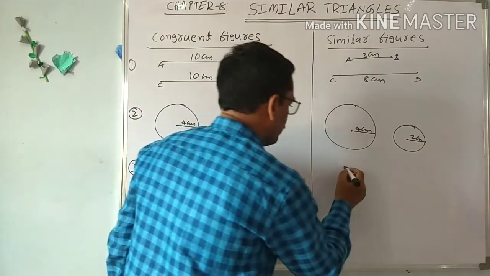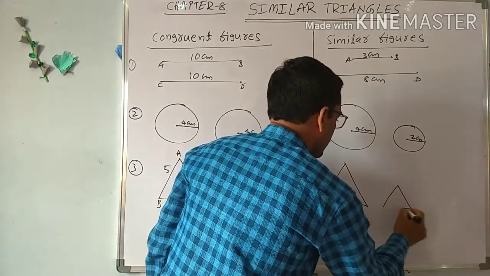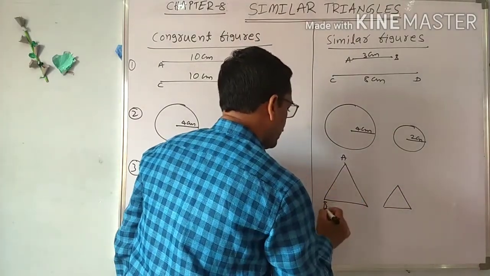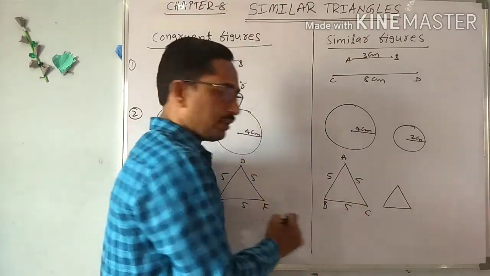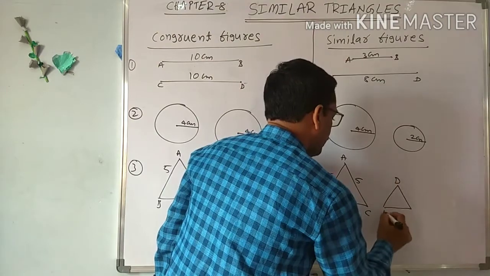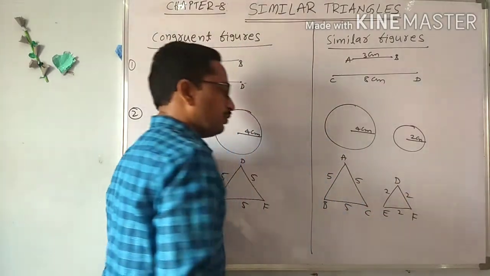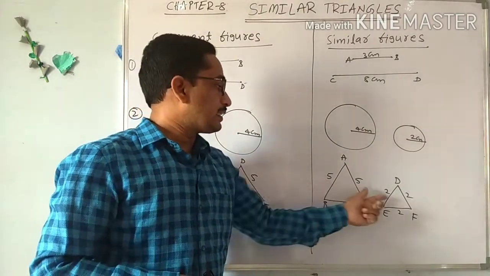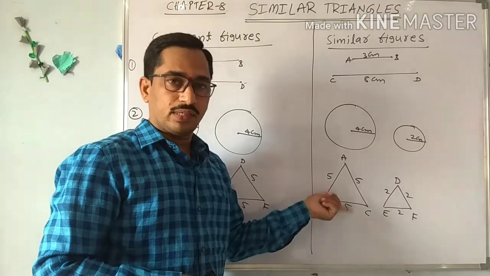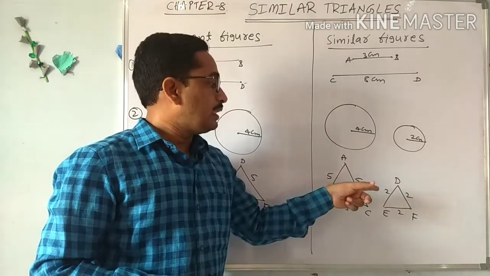Now if you take similar triangles, how are they similar? Same ABC, here 5 centimeters, 5 centimeters, 5 centimeters. Now DEF is the second triangle, which is similar to ABC. The measurements are like this. Both are equilateral triangles, but their sizes are different. The first triangle measures 5 centimeters and the second triangle measures 2 centimeters. These two are similar triangles.